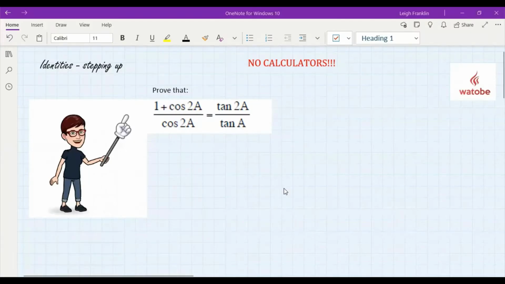that are quite a bit more difficult. All right, so the first one that I have selected for us to do today is the one in the center of the screen: (1 + cos 2a) / cos 2a = tan 2a / a.